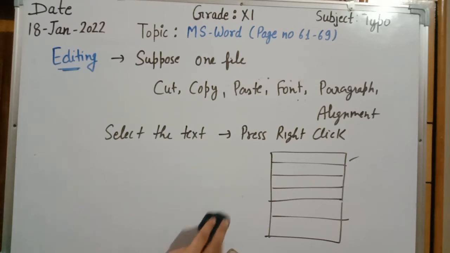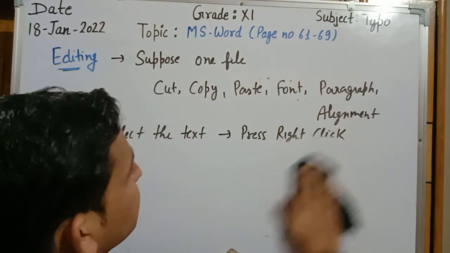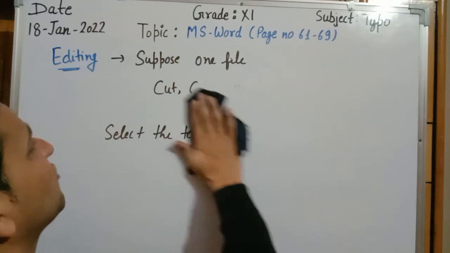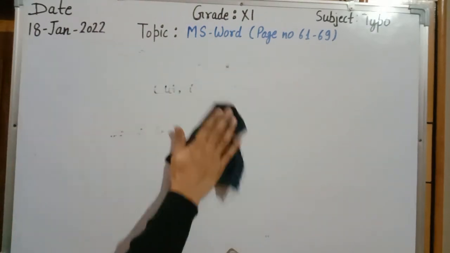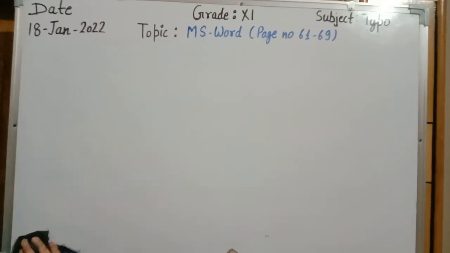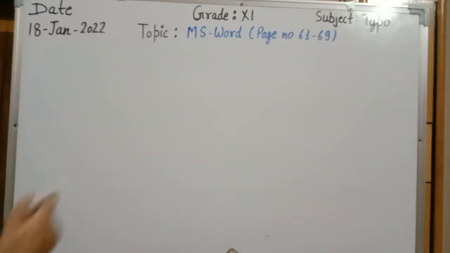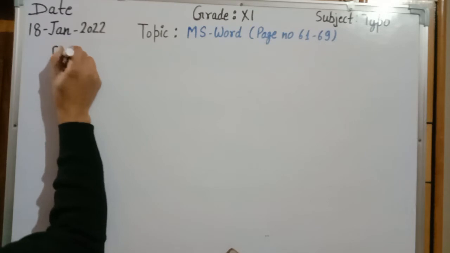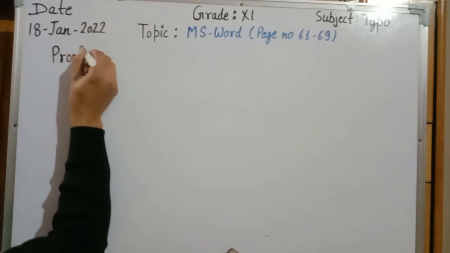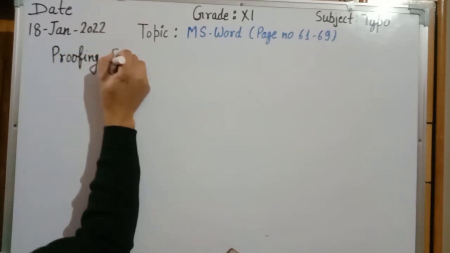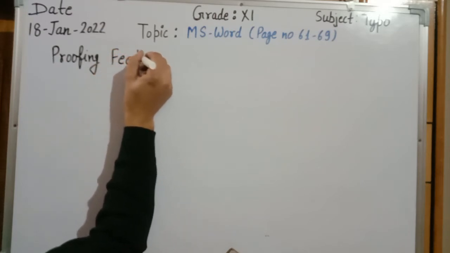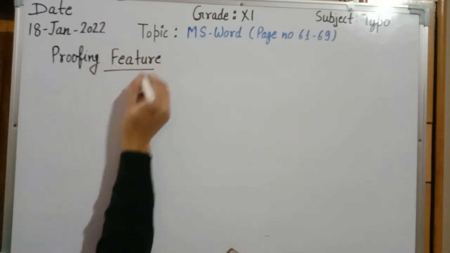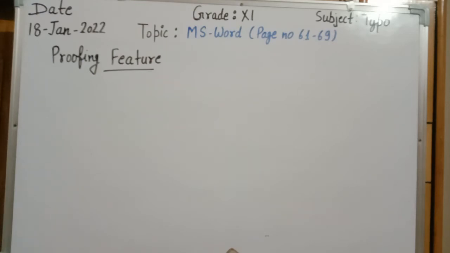Afterward, the next topic is to check the proofing, to check the authenticity of the document. We call this the proofing feature. What is the meaning of proofing feature? Basically, Word provides you with several proofing features that are presented by two methods.